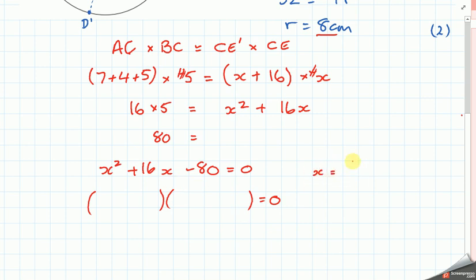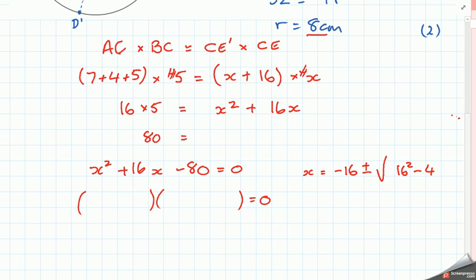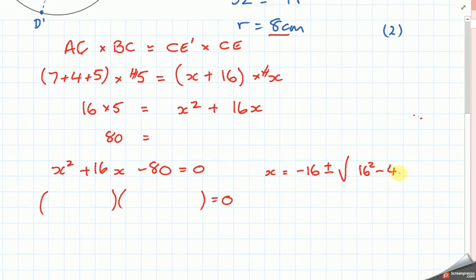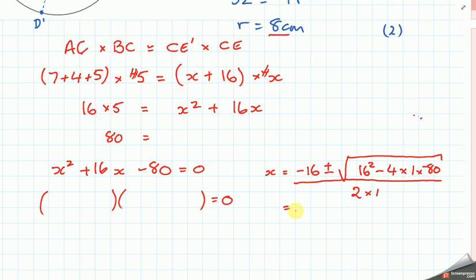x equals minus b plus or minus the square root of b squared minus 4ac, all divided by 2a. So that's 4 times a, which is 1, times minus 80, all divided by 2 times 1. So it's minus 20 and 4. Did it come out as whole numbers? I didn't think it came out as whole numbers. You've got 320 plus 256. It's 576. That does square root, doesn't it?